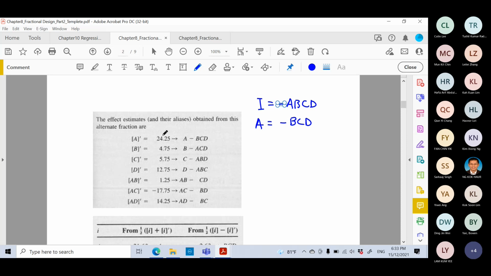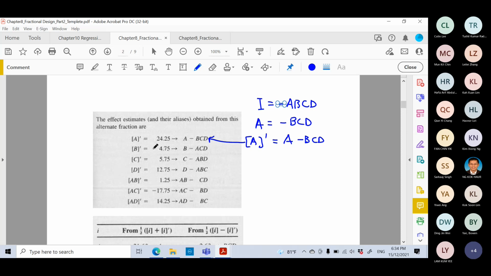Therefore, if you want to write it out, you will write A prime will equal to A minus the B, C, D. So this one will go to here. Okay, so similarly for the rest of them, we'll do it. For the effect here, you also calculate using a similar way, you get the 24.25, and the rest of them will be a similar way of calculation.